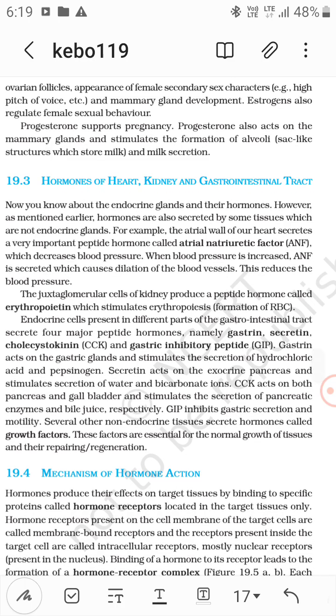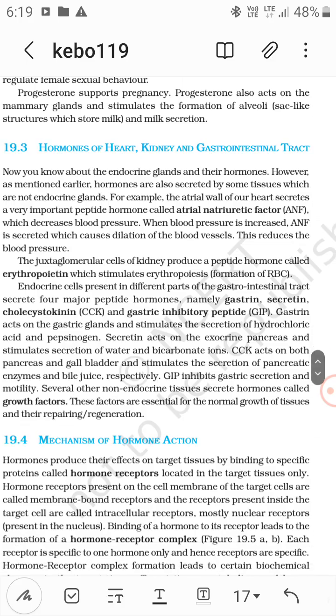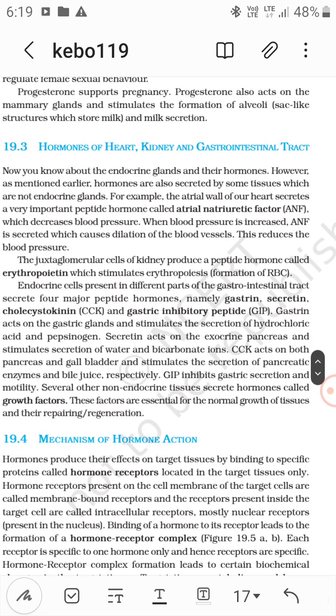The atrial wall of our heart secretes a hormone which decreases the blood pressure, that is atrial natriuretic factor. When the blood pressure is increased, ANF is secreted, which causes dilation of the blood vessels. This reduces the blood pressure. The juxtaglomerular cells of the kidney produce a peptide hormone called erythropoietin, which stimulates erythropoiesis, that is formation of RBC.